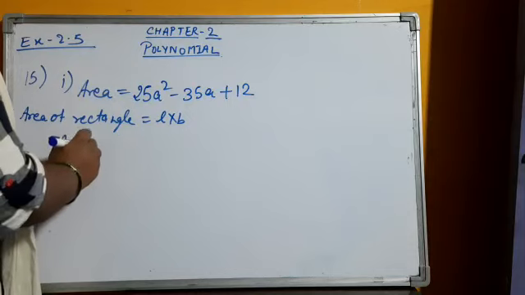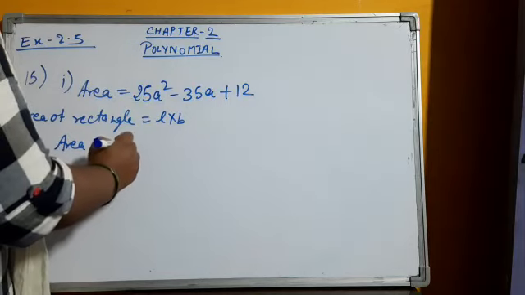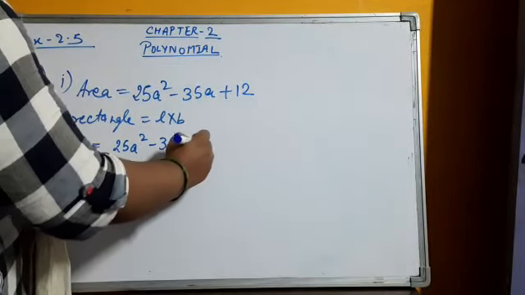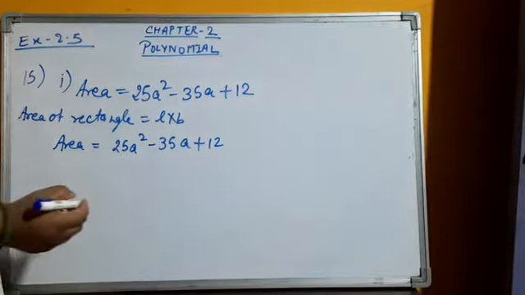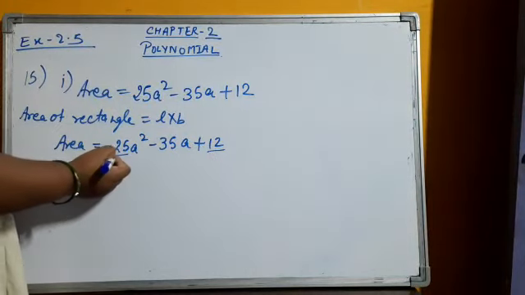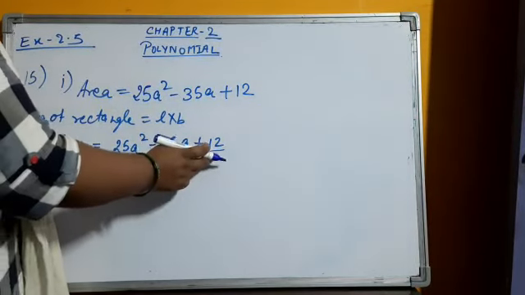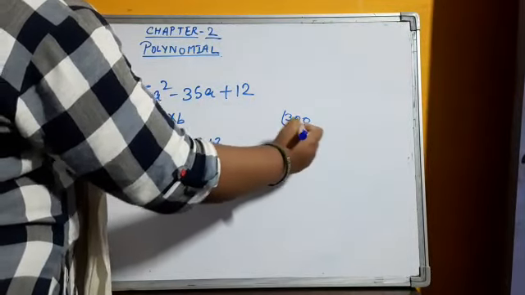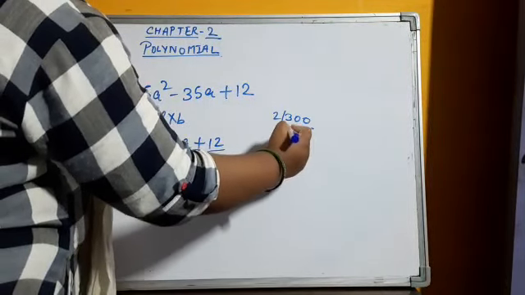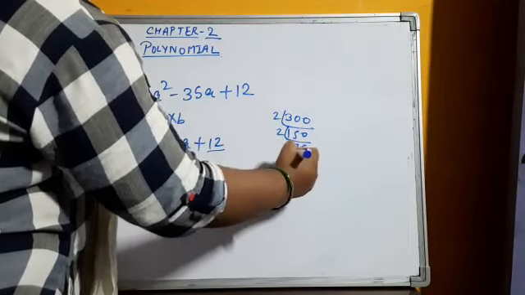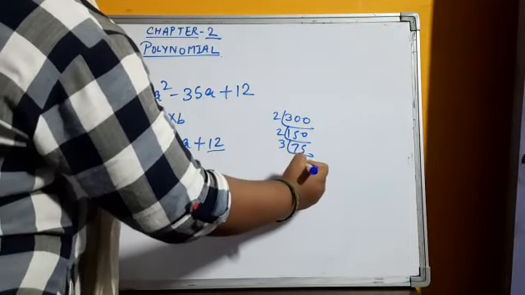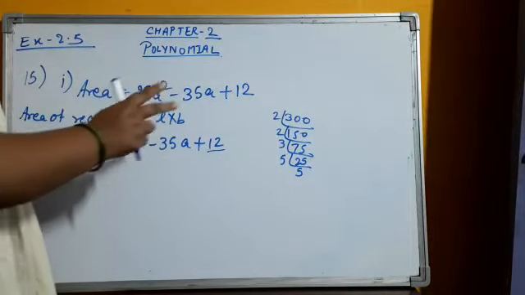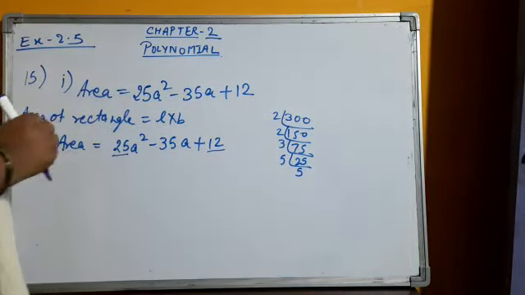You can see this is a quadratic equation. You already know how to factorize by middle term splitting. For that, we have to multiply the constant term and the coefficient of x². When you multiply 12 and 25, you will get 300. When you factorize 300, you will get these numbers. So with the help of these numbers, we have to bring two numbers so that this 35 will come.